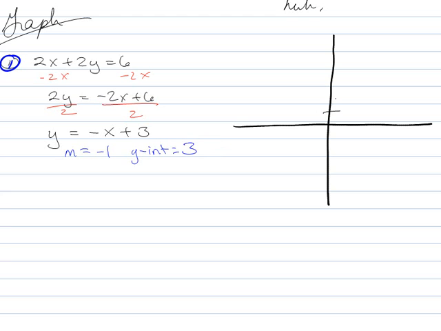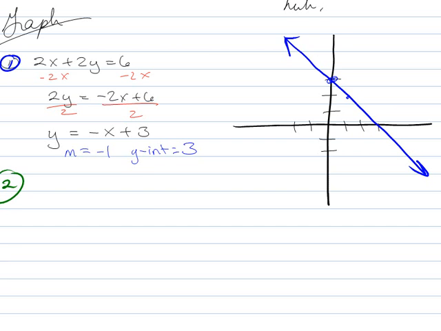Alright, 1, 2, 3. My y-intercept is at 3. My slope is negative 1, so down 1 over 1. And essentially, my line is going to look like that. Well, let me make it a little bit better. Alright, so that's my first line. Now, let's look at the second line.